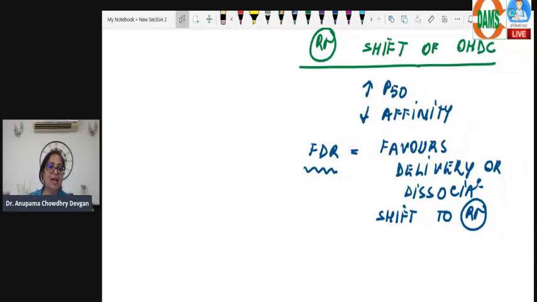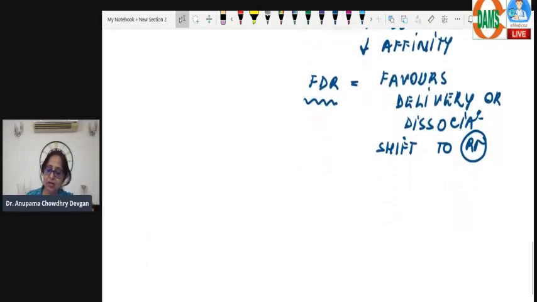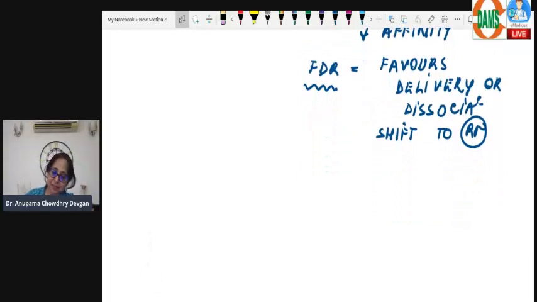Please remember, a right shift of the curve means an increase in P50 or a decrease in affinity. Less affinity means less association, which means more dissociation. Favors delivery or dissociation, shift to right. Now, what are the conditions which will cause a shift to right?